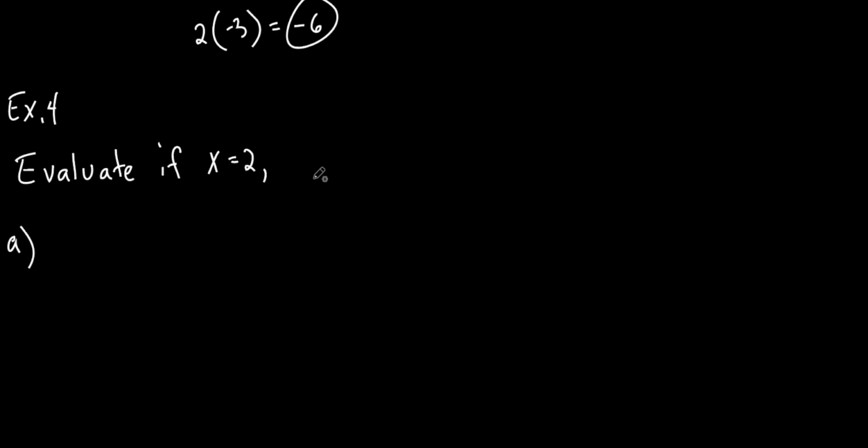So this is example 4. If you look in the book, it's example 4. And they say evaluate the following things. I'm going to give you 4 different problems we're going to evaluate. All right? So evaluate if x is equal to 2, y is equal to negative 3, and z is 1/4. All right? And what are you going to evaluate? Well, let's do a first. It's x squared plus y minus z.